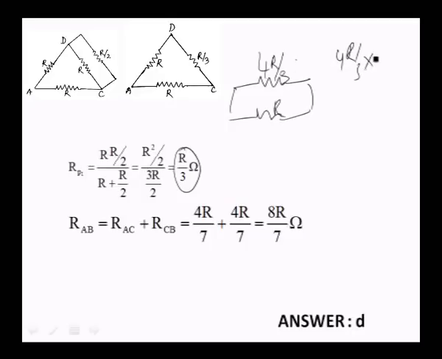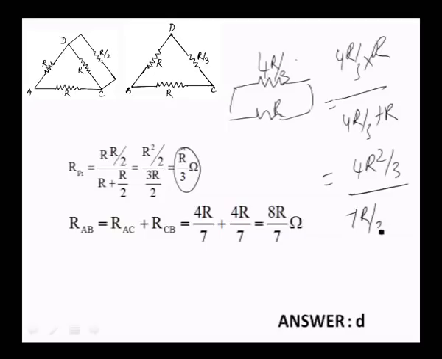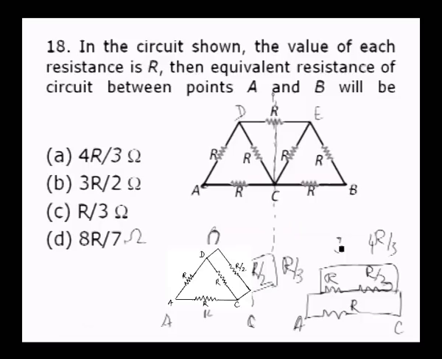4R by 3 into R divided by 4R by 3 plus R, okay, like this. This is equal to 4R square by 3 divided by 7R by 3, okay. This 3 cancels, this square, this one cancels. The effective resistance we are getting is equal to 4R divided by 7. Okay. This much we are getting as the effective resistance, R AC is equal to 4R divided by 7.